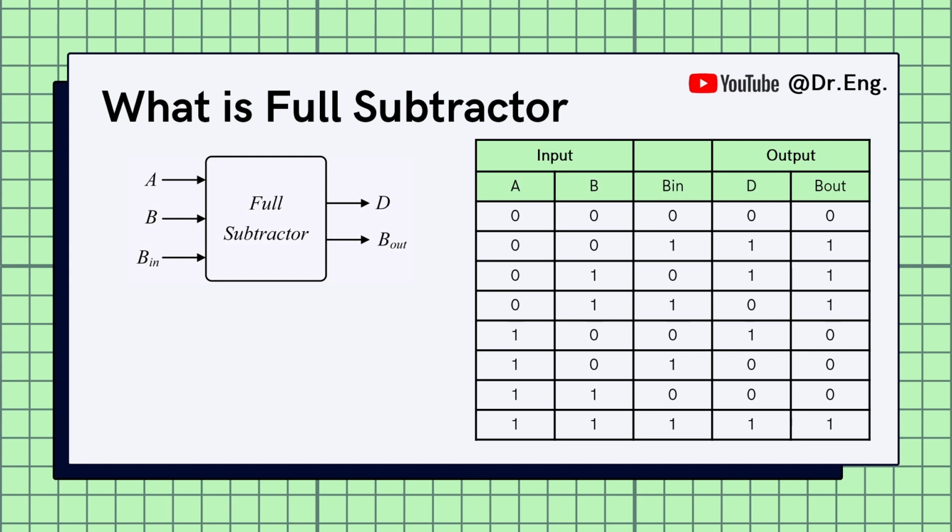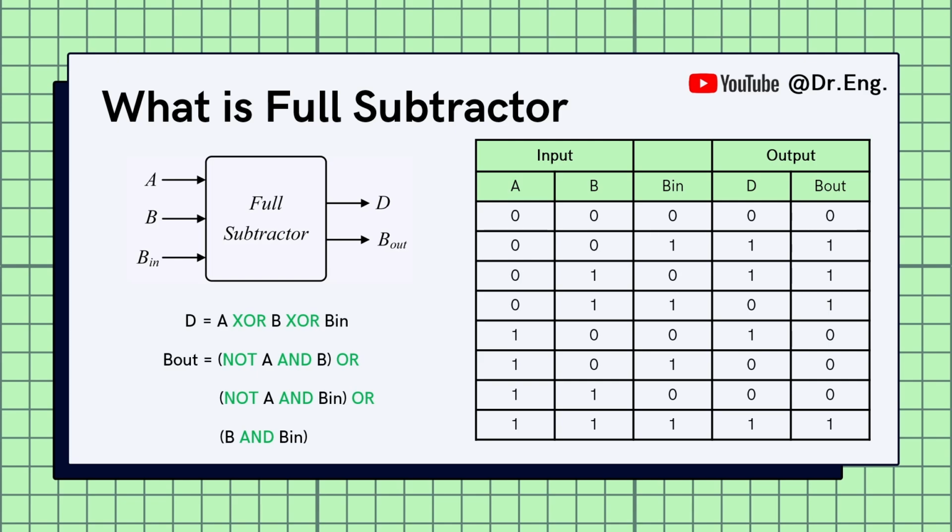The difference output for the full subtractor is generated using three inputs, A XOR B XOR bin. This gives us the correct difference even when a borrow is involved. The borrow output is a bit more complex, combining three different conditions. If A is smaller than B, or if there was already a borrow, another borrow is needed.